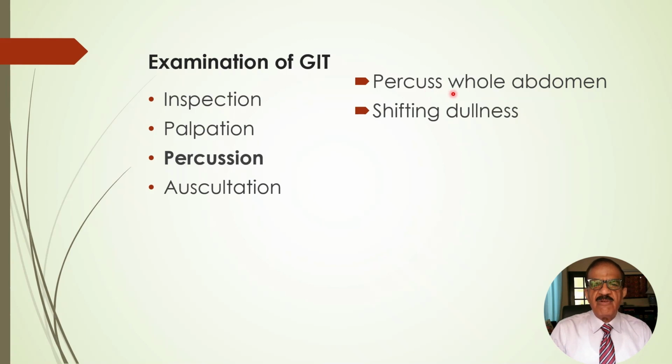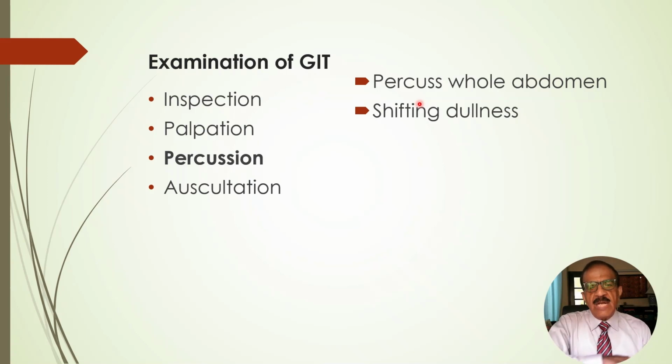In the center of the abdomen, there will be a resonant tone. Once you go to the side, then you will note that the tone has become dull. This is because there is fluid on the flank. You go just 1 inch further and then you ask the patient to take a turn to the opposite side, right? If you are percussing the left side, you ask the patient to turn to the right, and then after a few seconds you again percuss and you will notice that the area which was initially dull has become resonant.